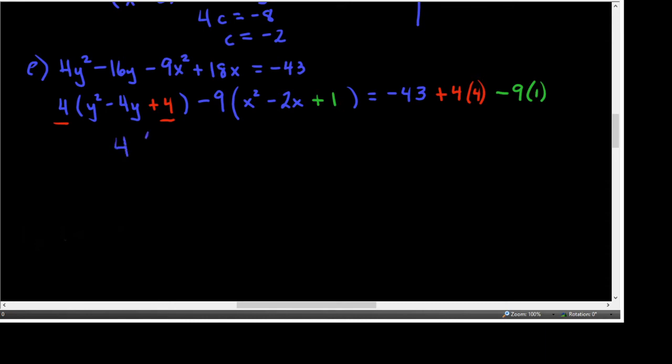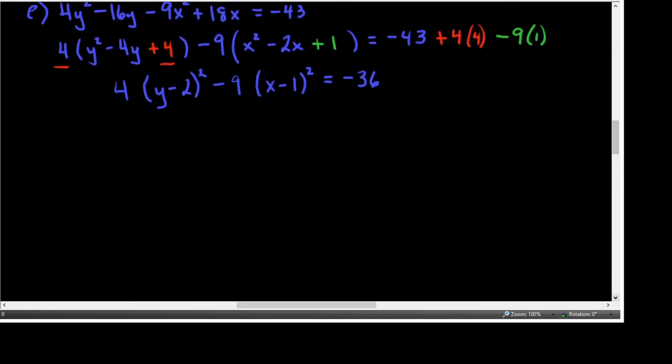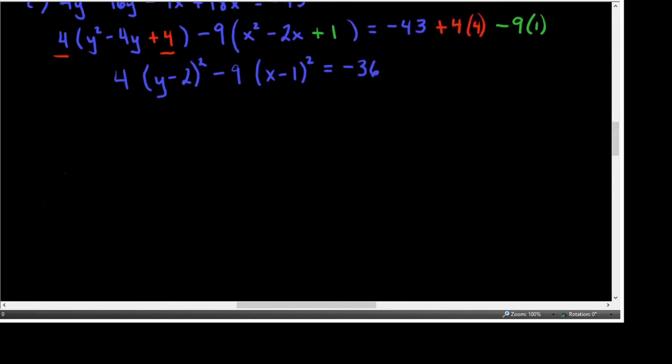This factors to be 4 times the quantity y minus 2, quantity squared, minus 9 times the quantity x minus 1 squared. Let's see, negative 43, negative 52, 16 is negative 36. You may be thinking, uh-oh, this is not good. We got that equal to a negative number, but that's okay. Think about this. You're subtracting two things. The subtraction of two things can be negative without any issues, so not to worry.